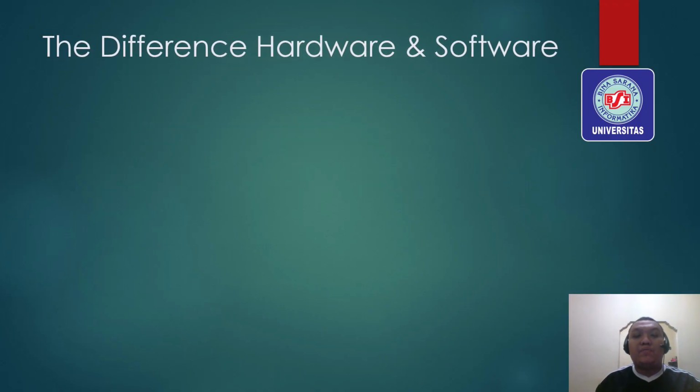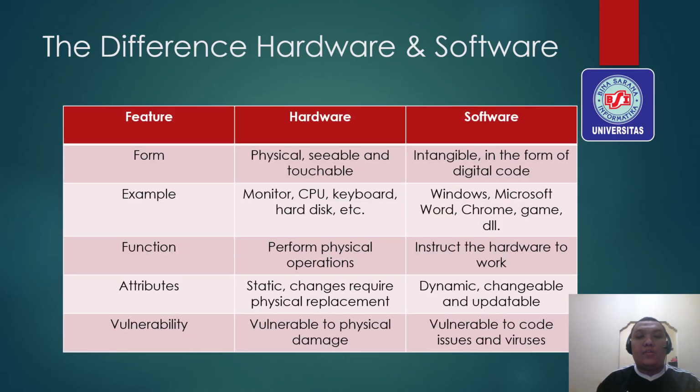Next is the difference between hardware and software. In this table, there are 5 points of difference between hardware and software. The first is form. Hardware is physical, seeable and touchable, but software is intangible, in the form of digital code. The second point is example. Hardware is like a monitor, CPU, keyboard, hard disk, etc. And software is Windows, Microsoft Word, Chrome, games, etc.